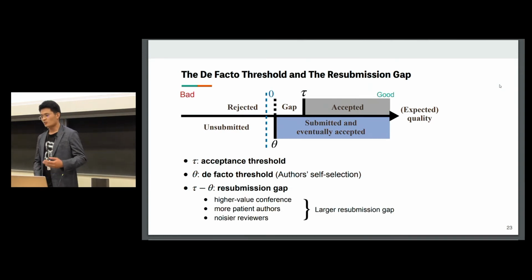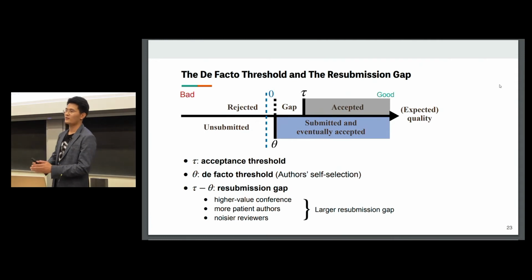So if you ask, what will enlarge the resubmission gap? You can consider that if we set a threshold tau, what will attract more authors to submit? There are 3 aspects: a higher value conference, authors are more patient, and reviewers are noisier. All of this will enlarge the resubmission gap. Let's keep that in mind as we will revisit it pretty soon.